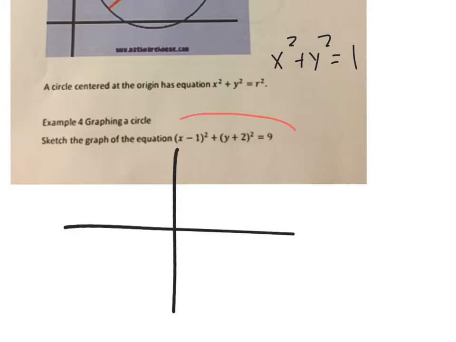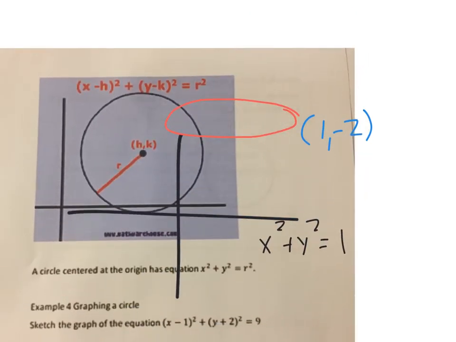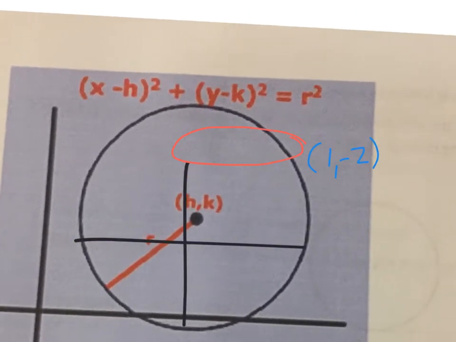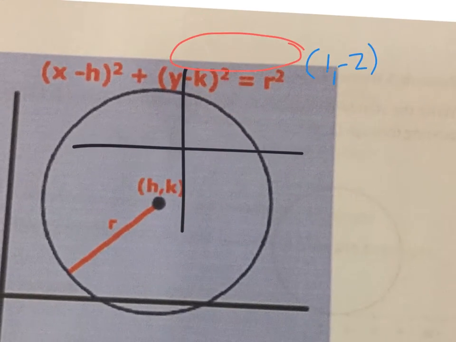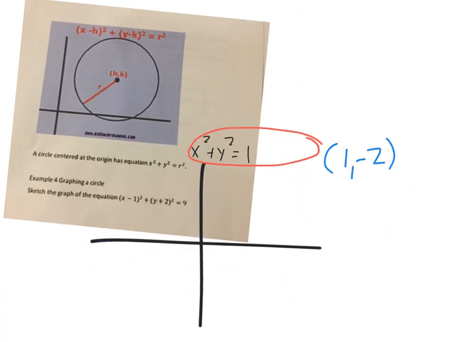So, when I graph a circle, the first thing I need to know is where is the center. So from this equation, where would the center of this circle be? -1 and 2. Incorrect. It's at 1 and -2. It's the opposite, because the formula has a built-in negative, right? X minus h and y minus k. It means it's the opposite sign.